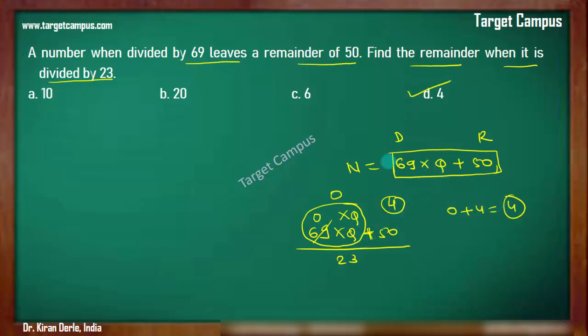If you divide this n, which is given in the question, by 23, the final remainder will be 4. I hope you are getting this thing.